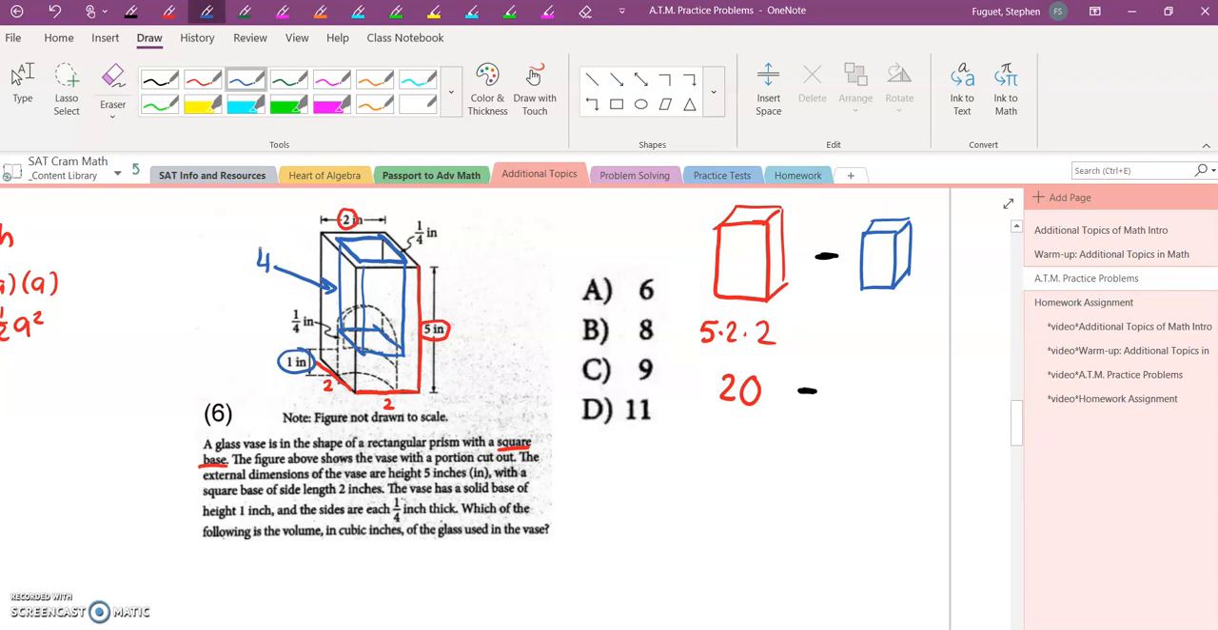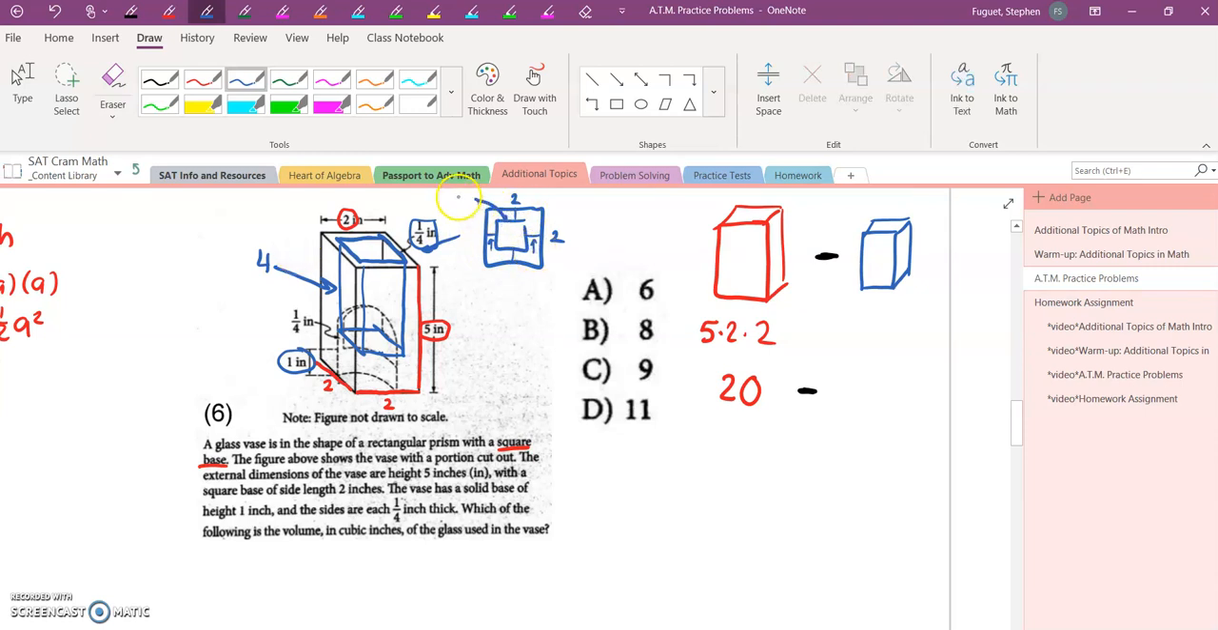But in order to get the square base now, we have to take a look at an aerial view of this. If this whole thing is 2 and 2, notice that they gave this 1/4 here. That means there's a 1/4 of an inch on each side. Well, if I take a 1/4 of an inch right there and a 1/4 of an inch from there, that is a 1/2 of an inch.